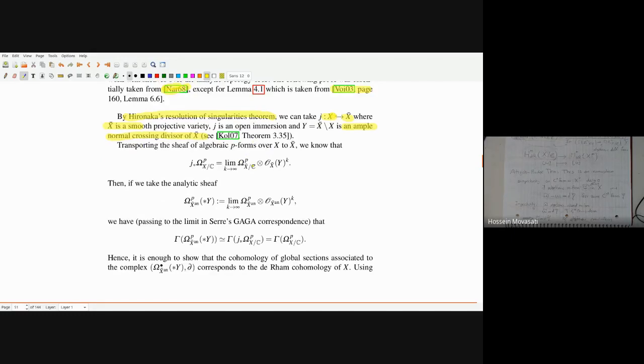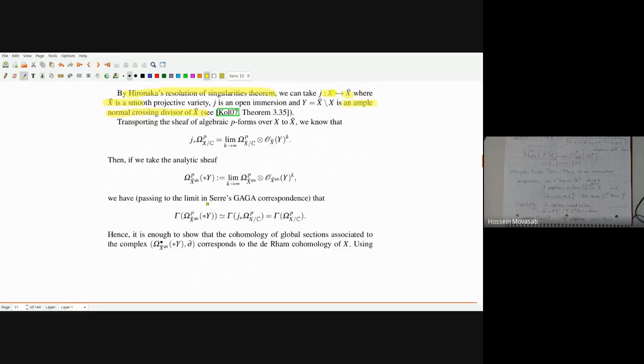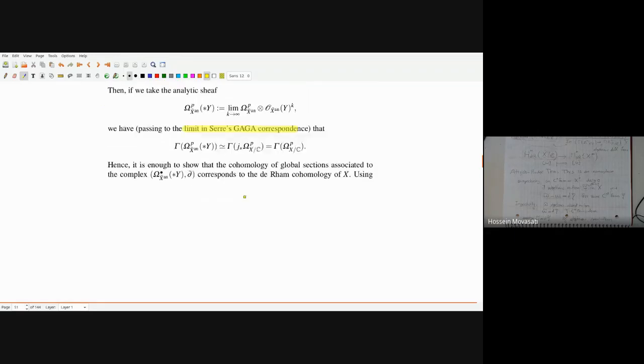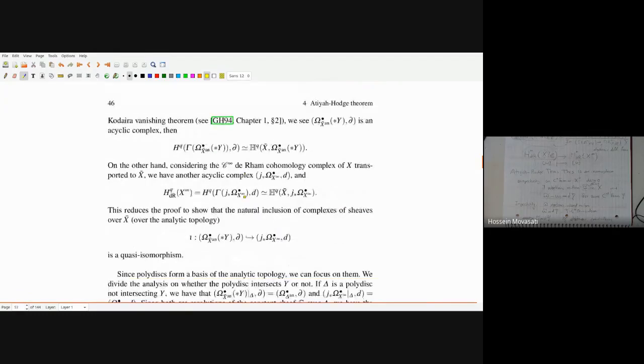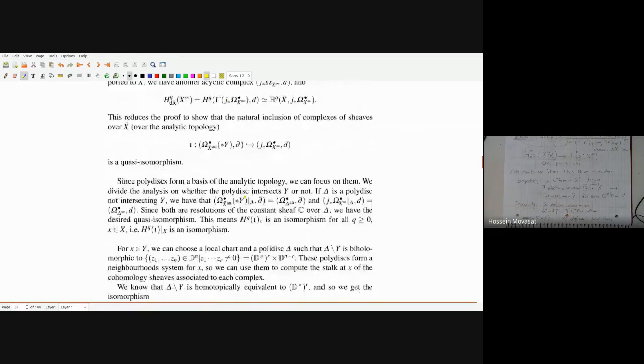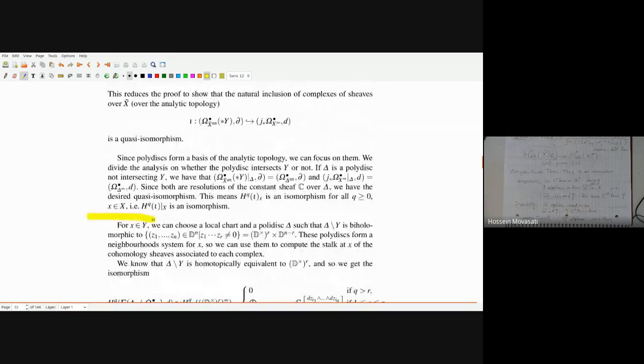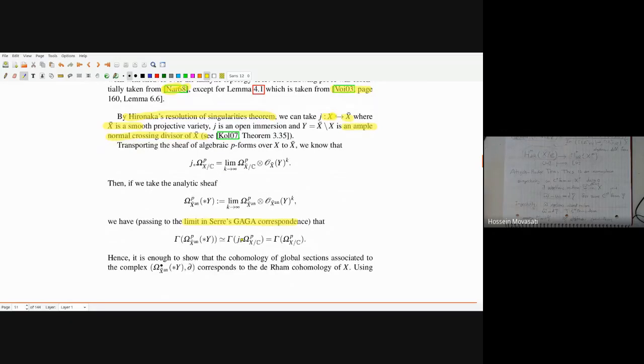Maybe I will write it on the paper. There is also this GAGA principle that we are going to use, and then the idea is to reduce it to something purely complex analytic. These two theorems will enable us to reduce the proof to a local complex analysis argument.